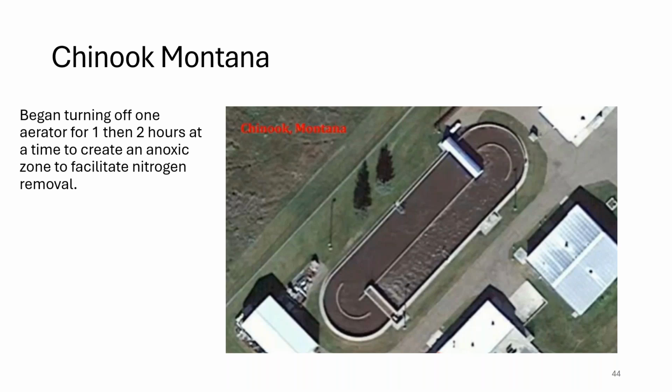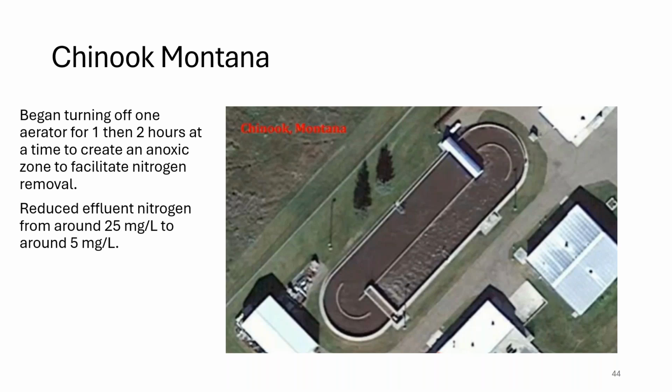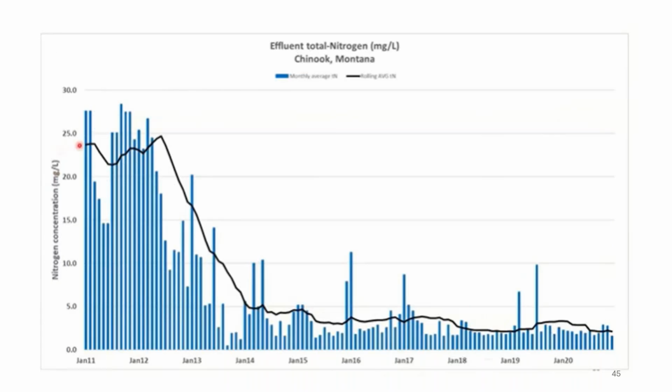So he's doing that to facilitate some nitrogen removal. And just by doing that, he was able to reduce nitrogen in the effluent from 25 down to about 5. It was pretty labor intensive, but he was able to do it. And here's an example of the actual results. You can see this was over a long period of time, between 2012 and 2014, there was a lot of experimentation to keep perfecting this technique.